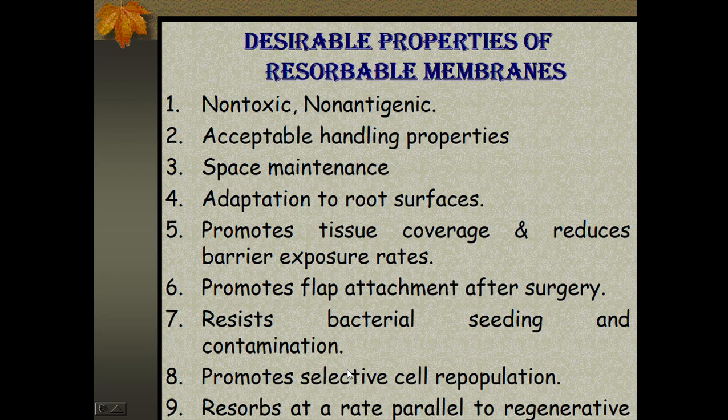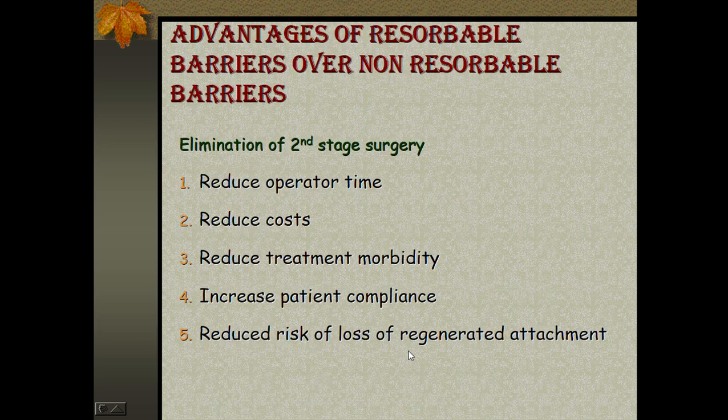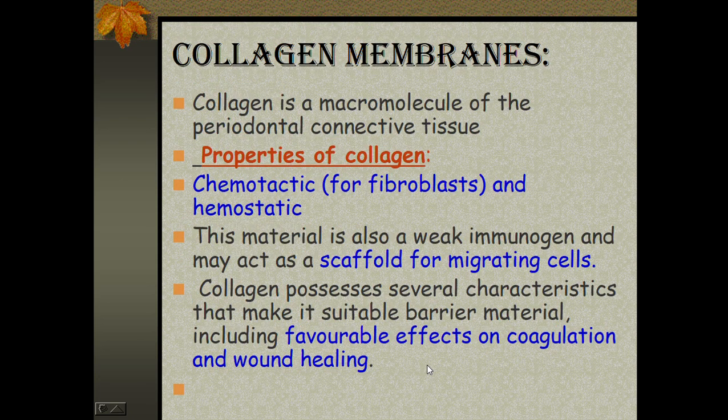Desirable properties of resorbable membrane: they are non-toxic, non-antigenic, with acceptable handling properties, space maintenance property, adaptation to root surface, promote tissue coverage and reduce barrier exposure rate, promote flap attachment after surgery, resist bacterial seeding and contamination, and promote selective cell repopulation. Advantages of resorbable barrier over non-resorbable barrier: elimination of second stage of surgery, reduced operating time, reduced cost, reduced treatment morbidity, increased patient compliance, and reduced risk of loss of regenerated attachment.